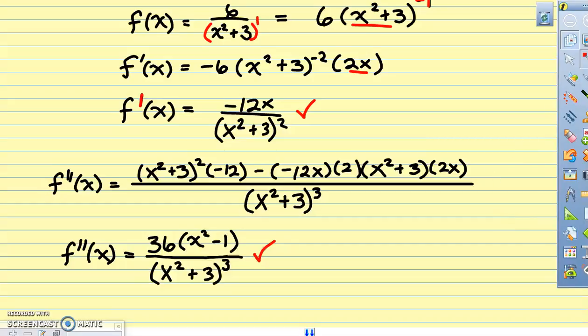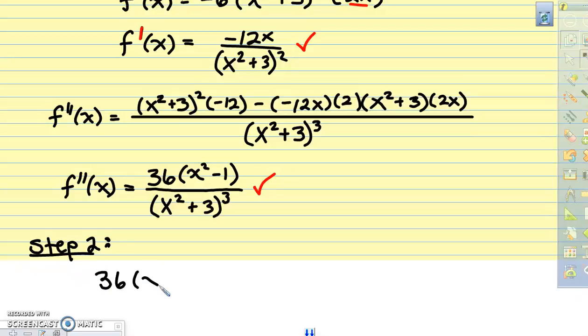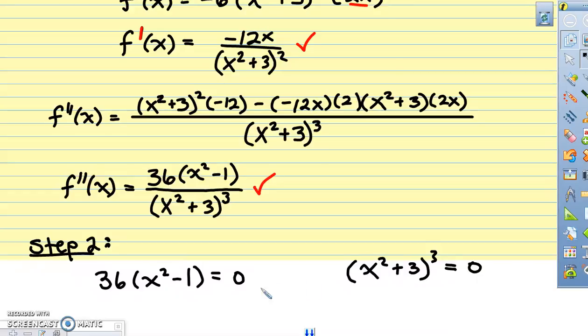Now, just like in the last section, kind of like finding critical numbers, but these aren't critical numbers because it's the second derivative, we are still going to set the numerator equal to 0. So step 2: set the numerator 36 x squared minus 1 equal to 0, and the denominator x squared plus 3 cubed equal to 0. Okay, I'll let you guys solve this. Pause the video.